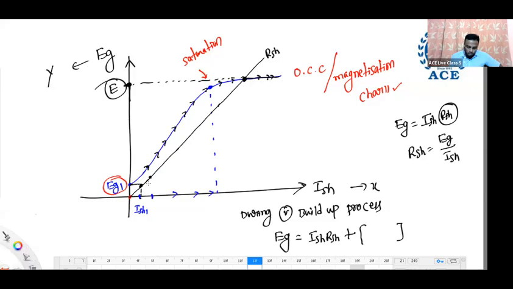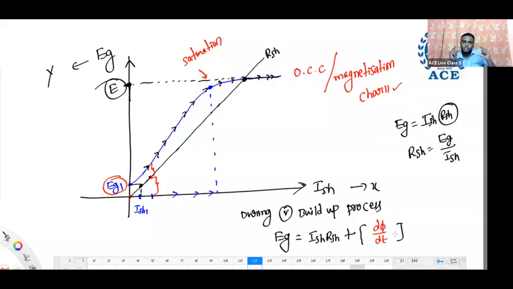If you consider from here to here, this is what? RSH. What is RSH according to the equation? EG by ISH. But the total EMF induced here is not only ISH into RSH, but also there is some rate of change of flux, d phi by dt. Is the flux changing with respect to time or not?